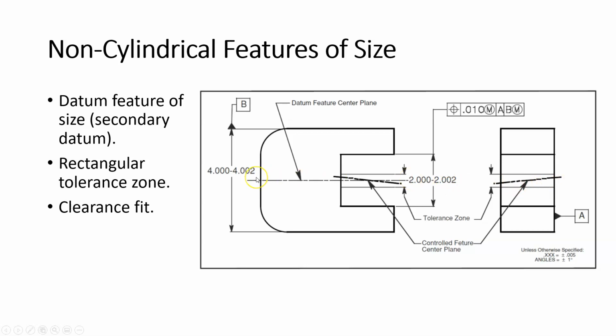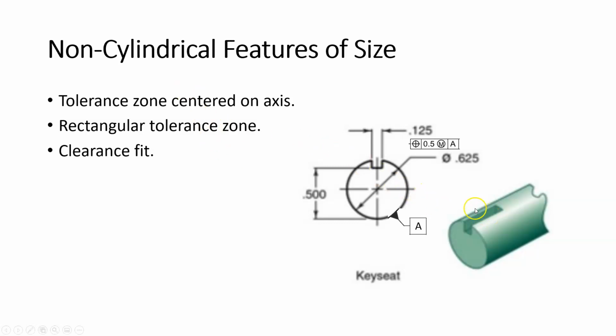Okay. Of course, one great application for this is with key seats in shafts. And so I'm sorry for the blurriness. I enlarged this so that everybody could see this a little bit easier, but it got pixelated a little bit because of the resolution issues. But this is a great application of using positional tolerance, right? Again, we do not include the diameter symbol because this is not a cylindrical feature of size. This is a square or rectangular feature of size.